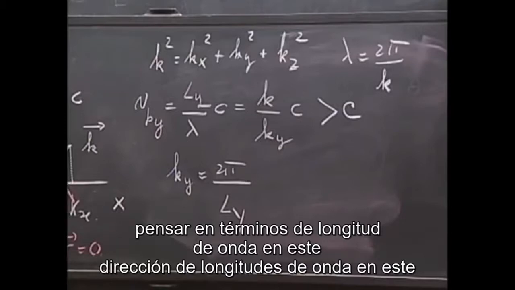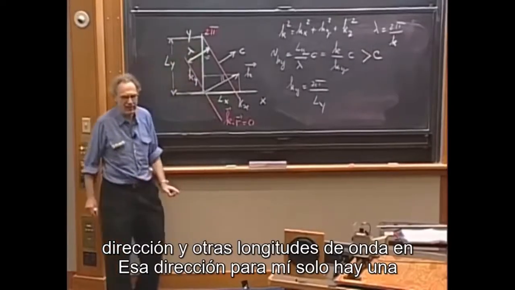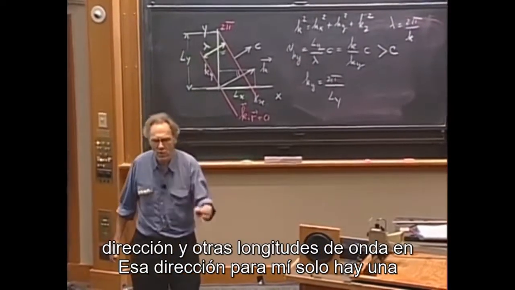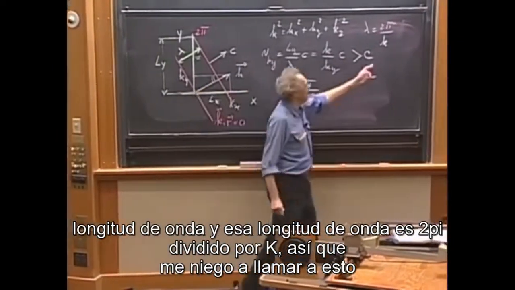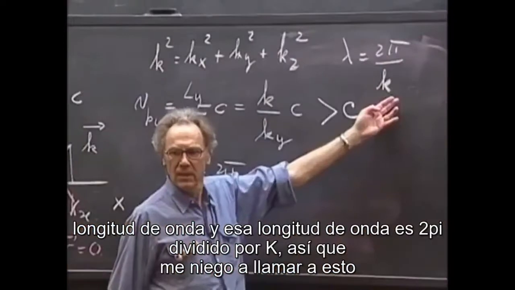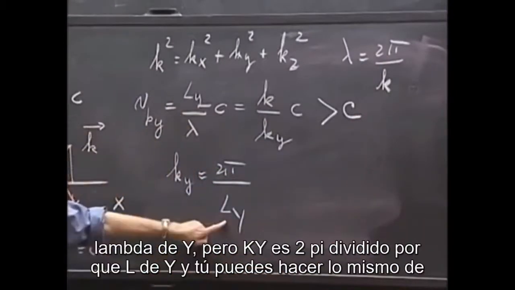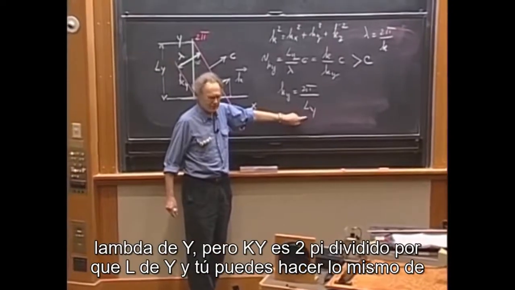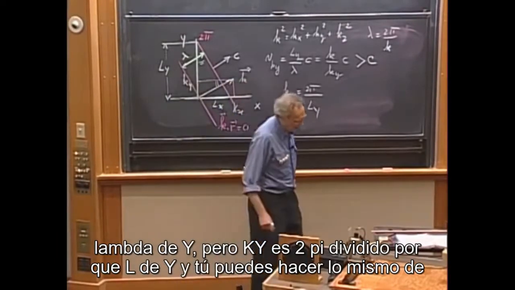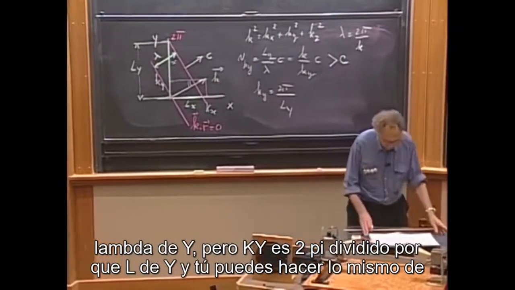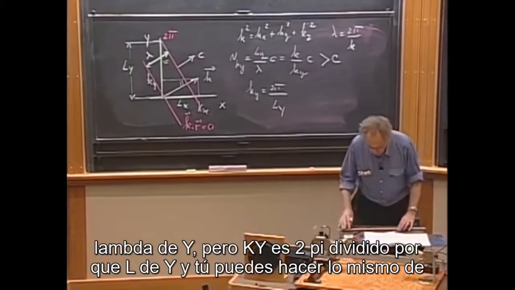I don't want to have to think in terms of a wavelength in this direction, a wavelength in this direction, and another wavelength in that direction. For me, there is only one wavelength, and that wavelength is 2 pi divided by k. So I refuse to call this lambda of y. But ky is 2 pi divided by that Ly.